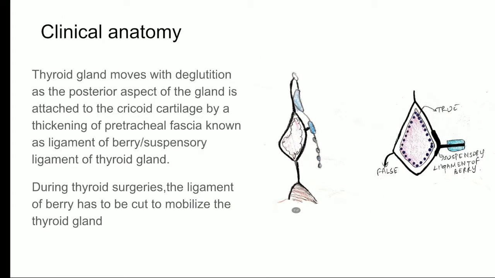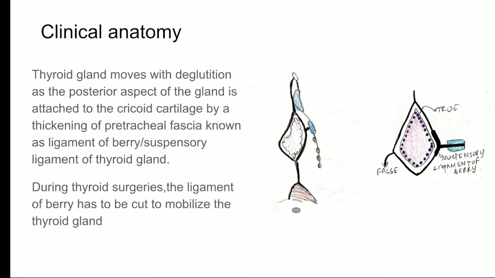Now, because of this reason, the thyroid gland moves up and down with deglutition, as and when the cricoid cartilage moves up and down, right? So when we swallow, the hyoid bone moves up, and along with it, the pretracheal fascia and the cartilages of the larynx. Which is why the thyroid gland also moves up and down with deglutition. Also, in thyroid surgeries, the ligament of Berry has to be cut to be able to mobilize the thyroid gland.